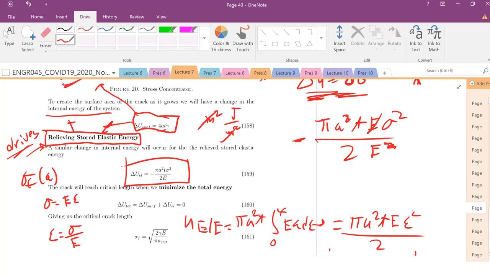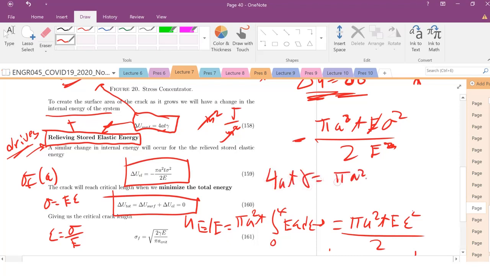Pretty hopefully straightforward. Now, if we want to figure out what is the critical crack length that will minimize my total energy, I'm going to set these two contributions equal to zero. These, again, are essentially the change in free energy of our system. So once I set those to zero, I'm going to resolve. So we could kind of see this right here. So for a t, gamma is equal to pi a squared t sigma squared divided by 2E. So this becomes here 2.